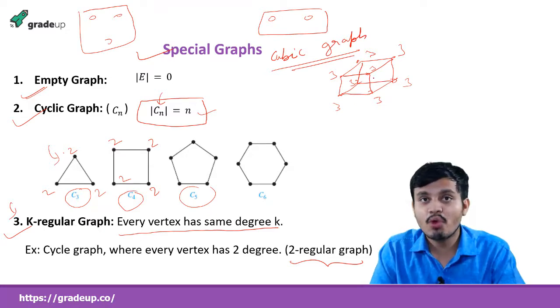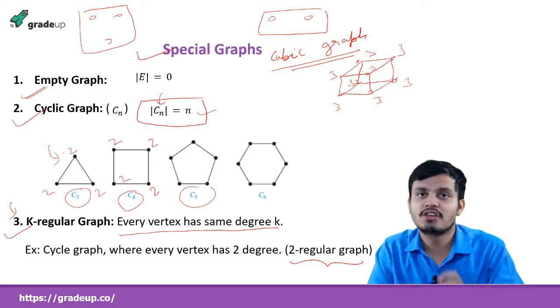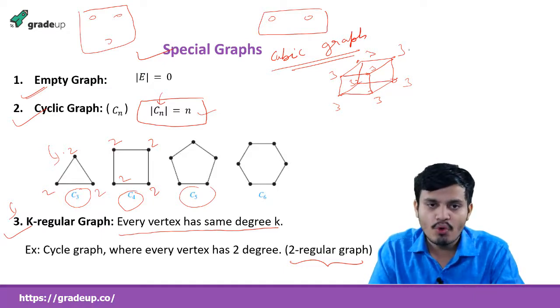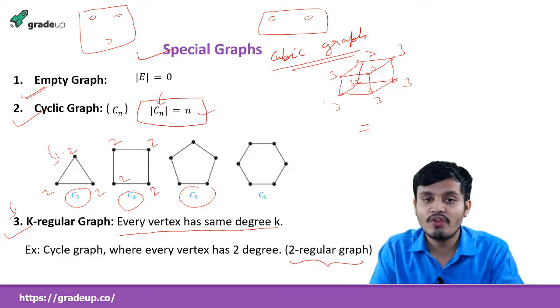Can you find the number of edges in this graph? Till now, whatever you have studied is sufficient to answer that question. I told you one handshaking lemma. So what is that? Sum of degree of all the vertices.